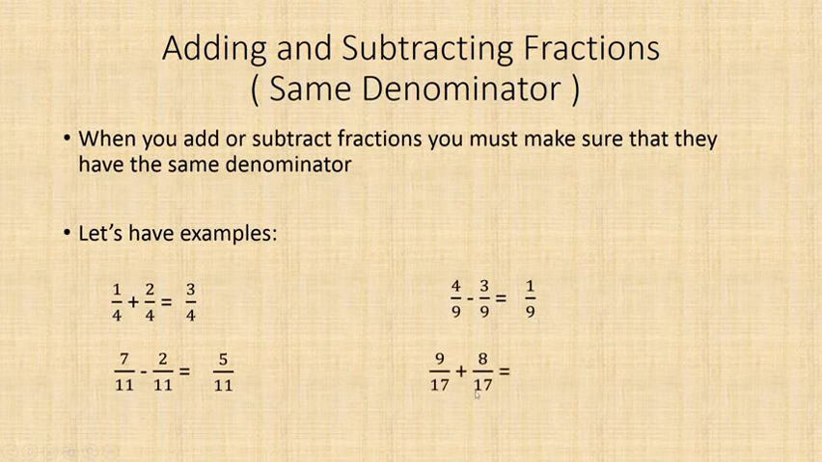Okay, one more thing. 9 over 17 plus 8 over 17. What I'm going to do here: the denominator is the same, add the numerators. 9 plus 8 equals 17, and the denominator is going to be 17, the same thing, but take care, 17 over 17 equals 1 whole. Okay, so we learned something here. We have to simplify to the simplest form, and if the denominator and the numerator are the same, it's only 1 whole.